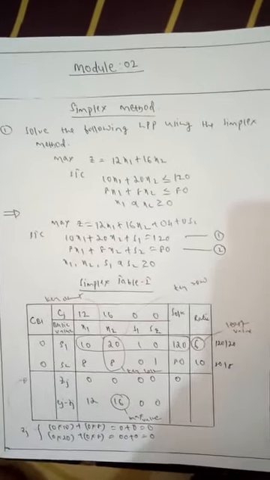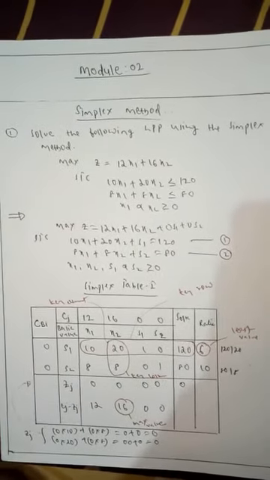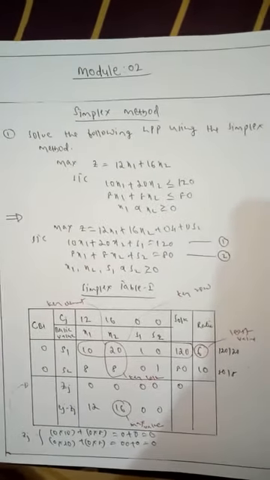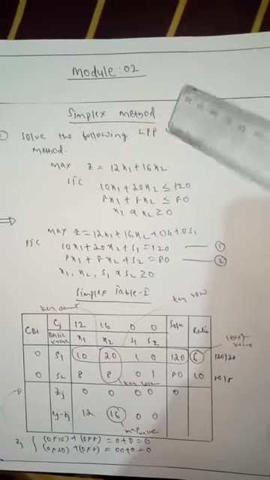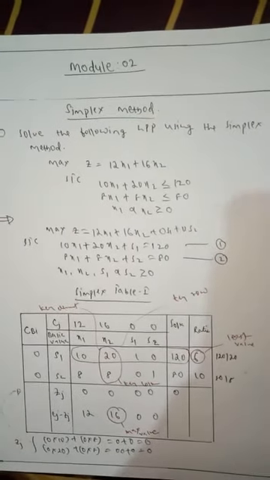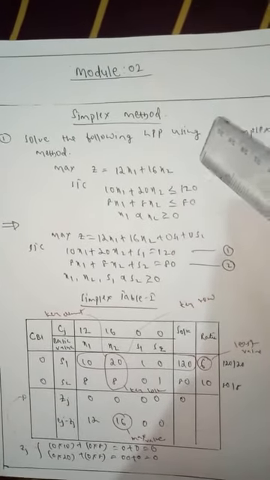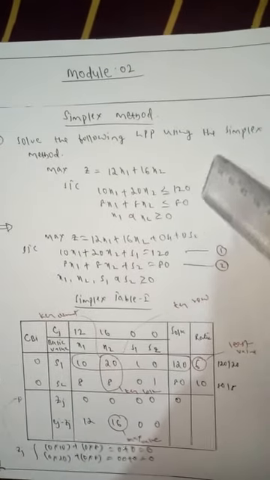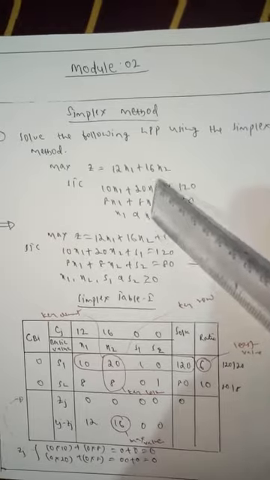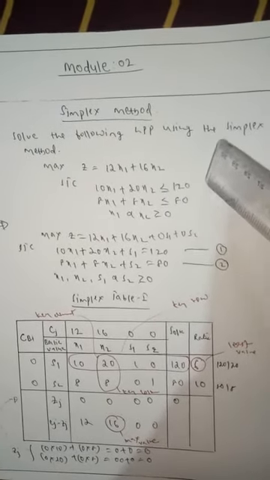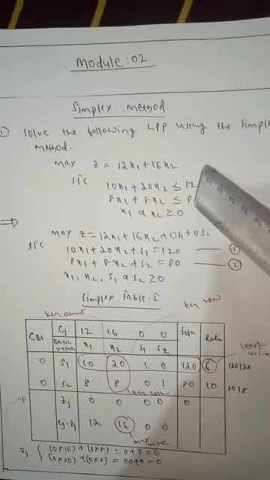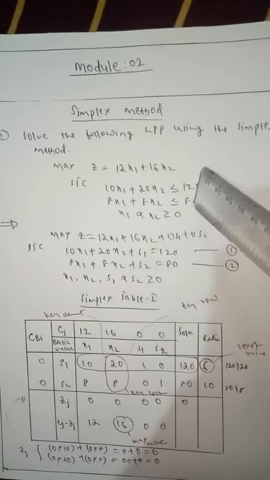So today we will solve a second type of problem in the simplex method. The question is given like this: solve the following LPP, that is linear programming problem, using the simplex method. They have given: maximize z = 12x1 + 16x2, subject to the constraints 10x1 + 20x2 ≤ 120, 8x1 + 8x2 ≤ 80, where x1 and x2 are greater than or equal to 0.